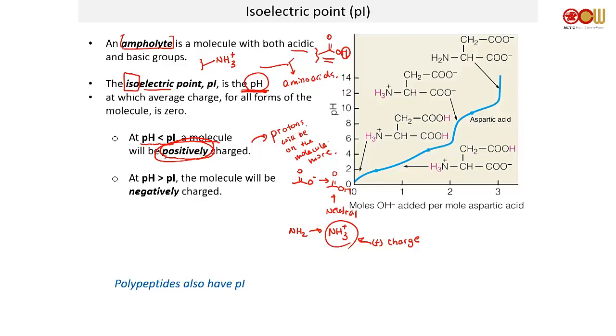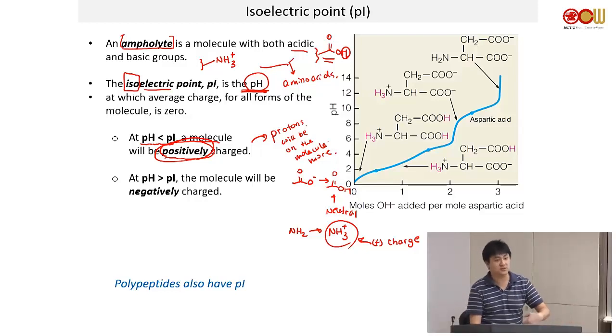All right, so the reverse is true if the pH is larger than your PI. If the pH is larger than the PI, that means the proton is going to move away from the molecule and end up in the solution.